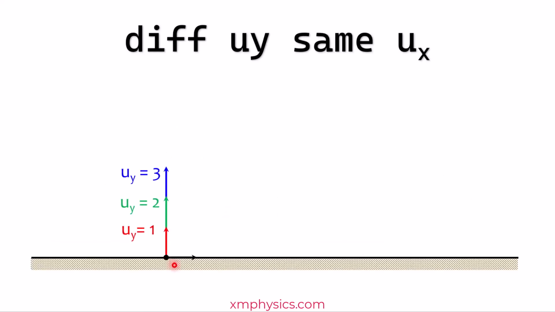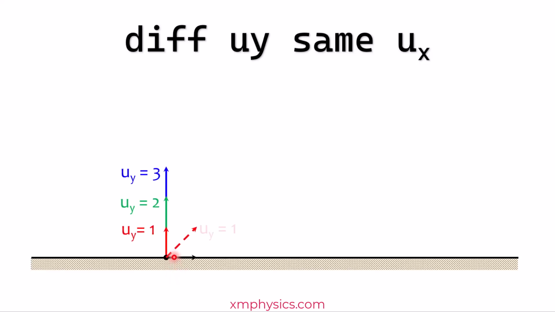This time round, we'll have three projectiles with the same initial horizontal velocity. So what is different is the initial vertical velocities: uy equals 1, uy equals 2, and uy equals 3. So make your sketches and come back to me when you are ready. Alright, I assume you have done your sketches. So let me review the answer now.